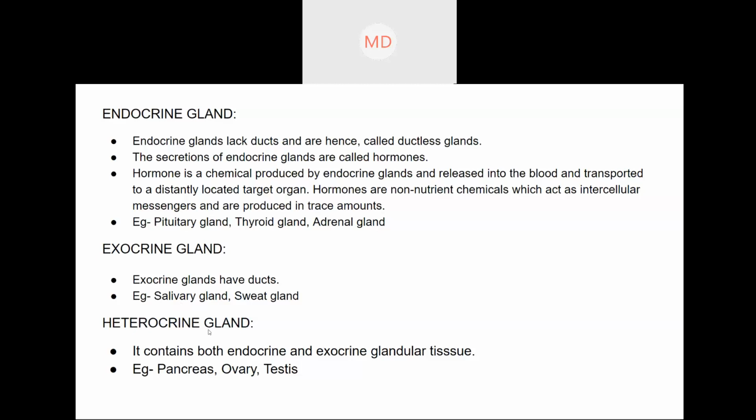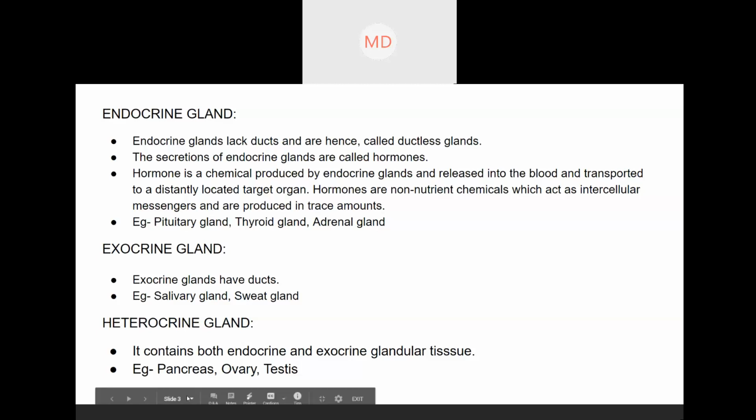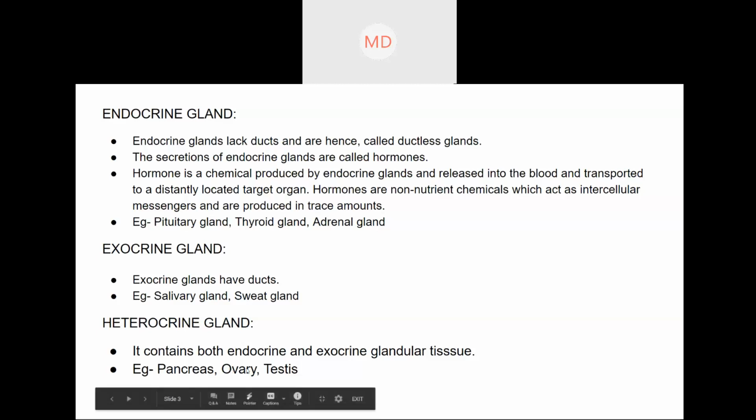Okay, they contain half. You can just imagine this heterocrine gland is a mixture of endocrine as well as exocrine gland. It is a mix. You can assume it to be some sort of hybrid, like a cross between endocrine and exocrine gland. It is like half and half. Examples are pancreas, ovary and testis.